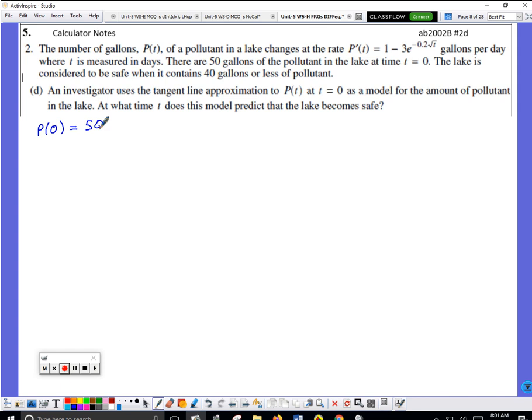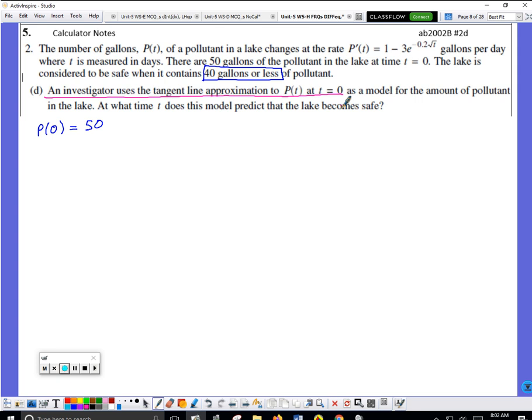Nice. Okay. The lake is considered safe when there are 40 gallons or less. So I would probably just box that. Okay, it's an FRQ, so this is always information. There's never a question here, just information. An investigator uses the tangent line approximation to P. I stopped reading. You need to learn when you're doing the AP test to stop reading often.